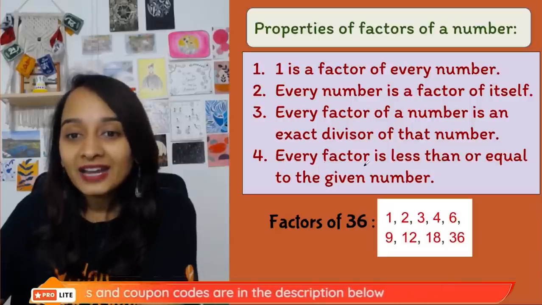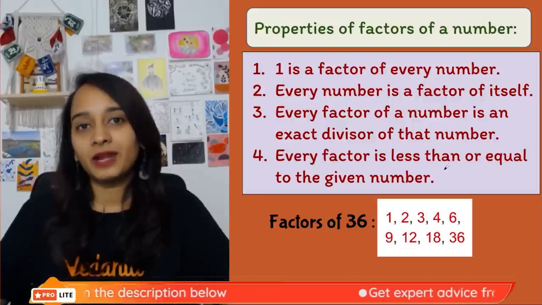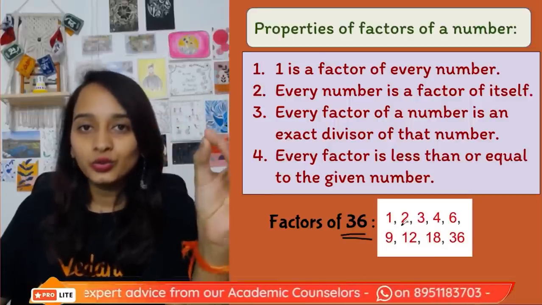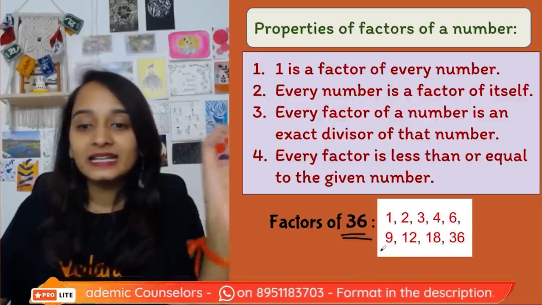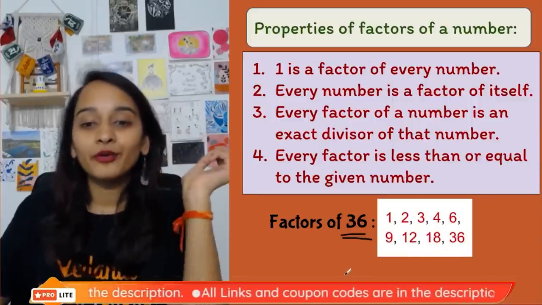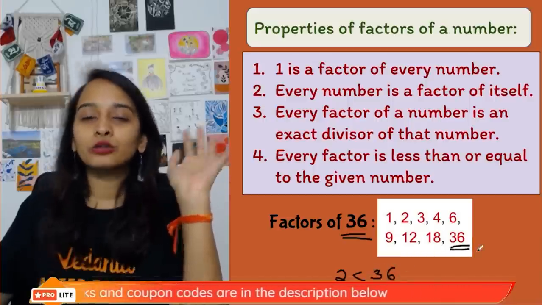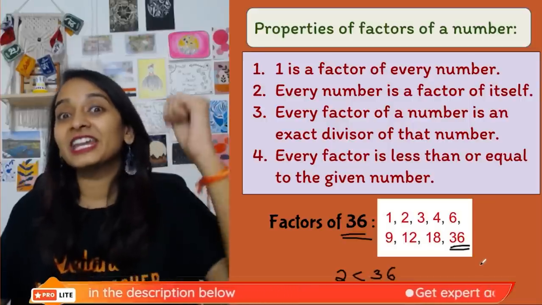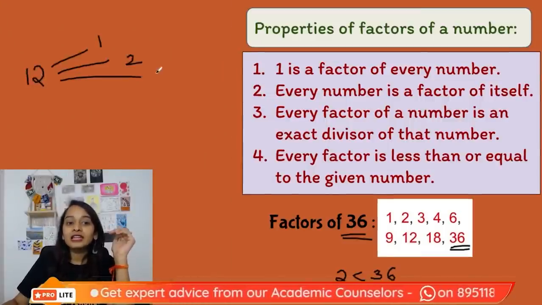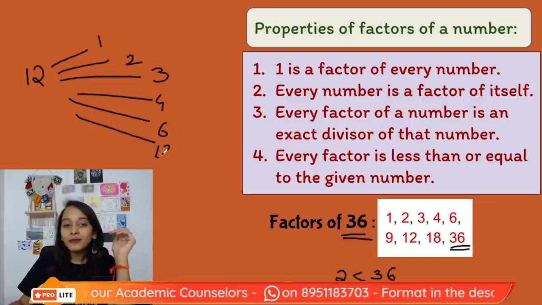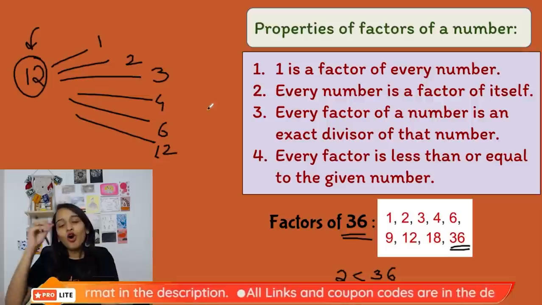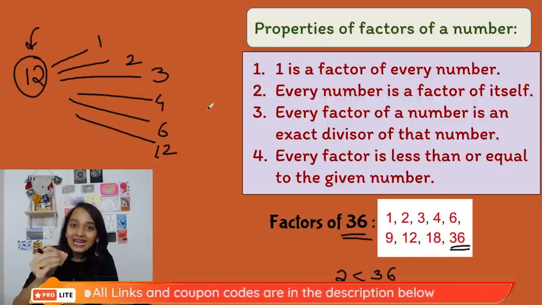Next, every factor is less than or equal to the given number. For example, I have listed down the factors of 36. What are they? 1, 2, 3, 4, 6, 9, 12, 18 and 36. Now observe every number here. Every number is less than or equal to 36. There is no number which is greater than 36. So whenever I give you a number and ask for the list of its factors, always remember you will not find any factor whose value is greater than the given number. Every factor is less than or equal to the given number.